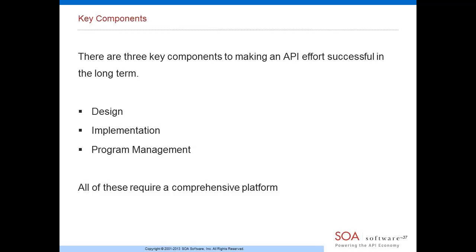And we've really only spoken on this webinar about the platform. The design, the implementation, and the program management, these are things that you need to think about as a developer or as a program manager. And we'll probably cover those in other webinars, or you can come to our website and see what we do around that as well.